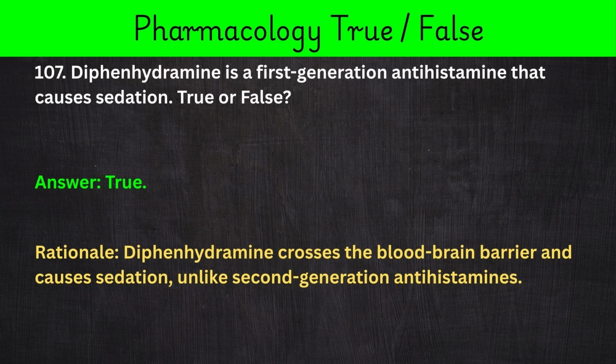107. Diphenhydramine is a first-generation antihistamine that causes sedation. True or false? Answer: true. Rationale: diphenhydramine crosses the blood-brain barrier and causes sedation, unlike second-generation antihistamines.